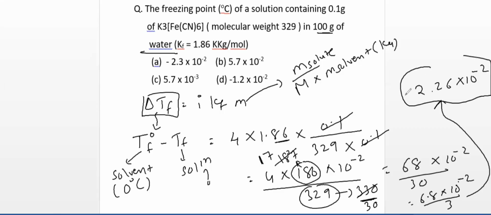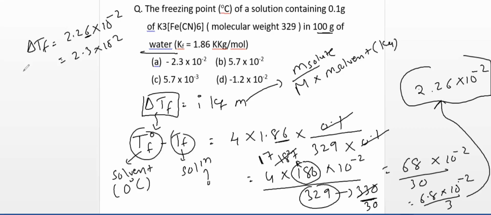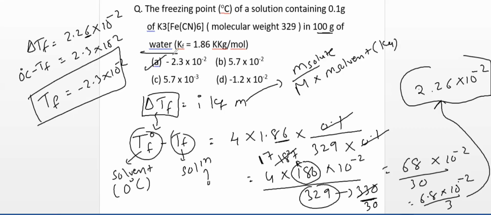Now this answer is for delta Tf. So delta Tf is equal to 2.26 into 10 raised to minus 2, which rounds to 2.3 into 10 raised to minus 2. But what is delta Tf? T0f minus Tf. What is T0f? 0 degrees Celsius. So 0 degrees Celsius minus Tf for the solution is equal to 2.3 into 10 raised to minus 2. So finally, the freezing point of the solution becomes minus 2.3 into 10 raised to minus 2. That is, option A is the correct answer. I hope you all understood. Thank you.